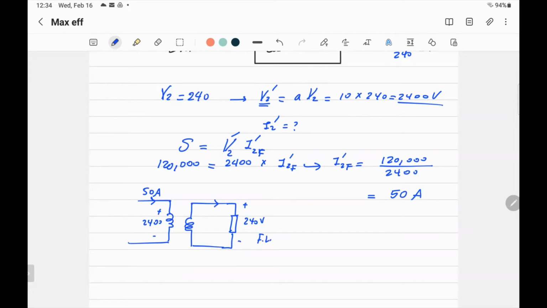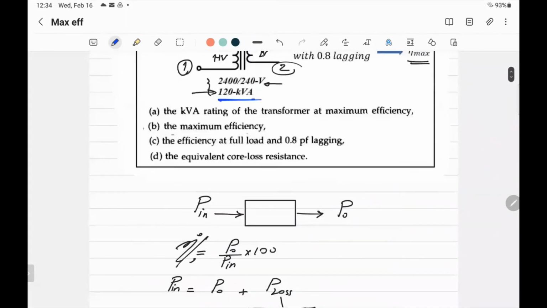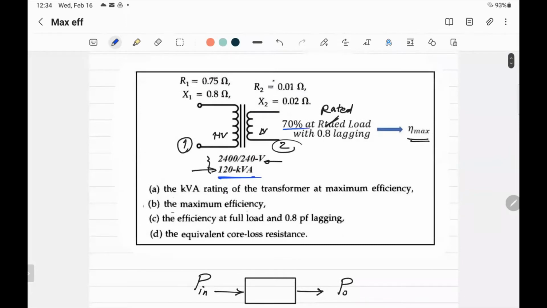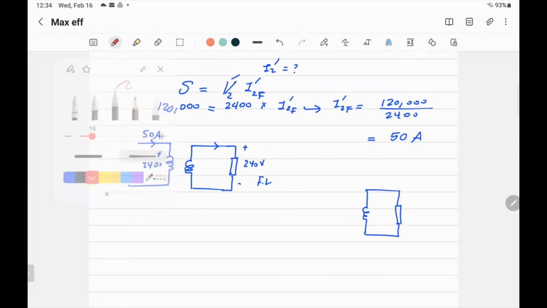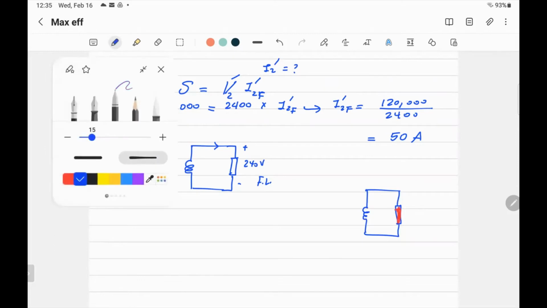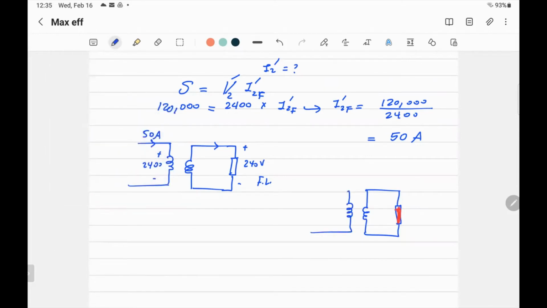Now I'll go for the maximum efficiency. So maximum efficiency happens at, we'll go back and just read it, 70% of the rated load. That will cause the maximum efficiency, 70%. So now I can find, let me sketch also another picture. Now, this is another load, which will give the maximum efficiency. It will be 0.7, 70%.